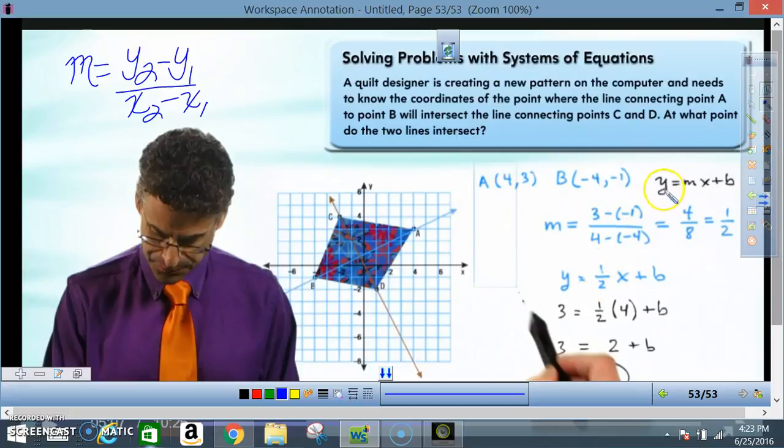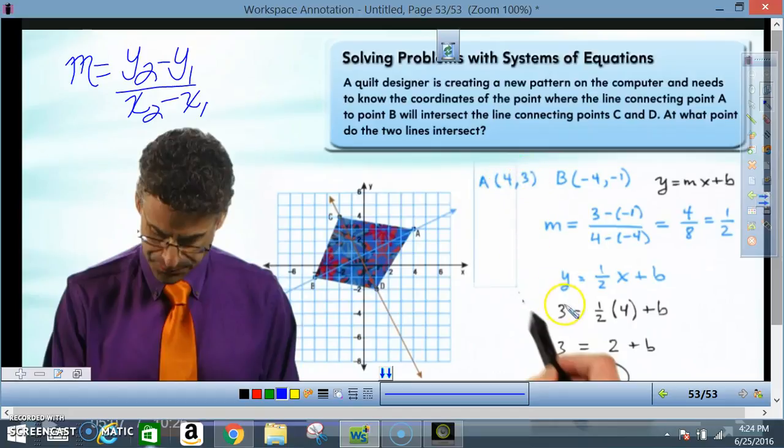And don't forget the equation, y equals mx plus b. Y equals 1/2 x plus b. M, we found, was 1/2. So now we're going to find b, the y-intercept. To do that, we pick any one of these two values. It doesn't matter which one we pick: 4, 3, or negative 4, negative 1. 4 and 3 is easier to work with because both of the numbers are positive.